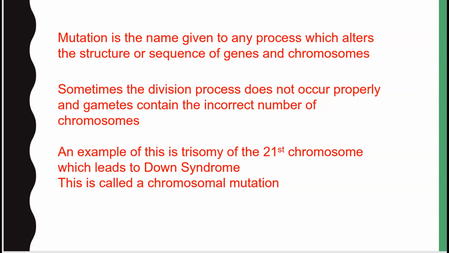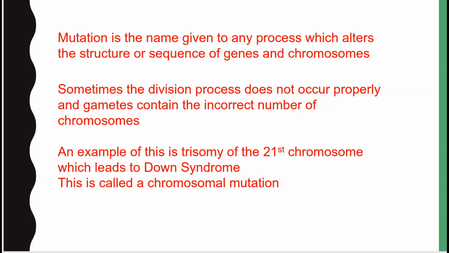So this might happen if the division process doesn't occur properly, and it can also happen if the gametes or the sex cells don't have the right number of chromosomes. So one example that's quite common is trisomy 21. Trisomy means 3 copies of the 21st chromosome, which leads to Down syndrome, and that's called a chromosomal mutation.